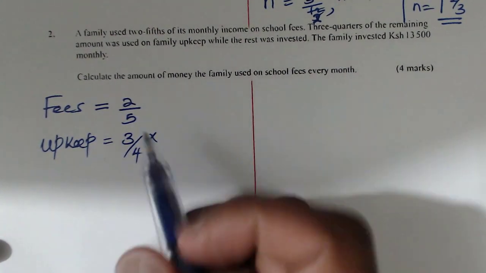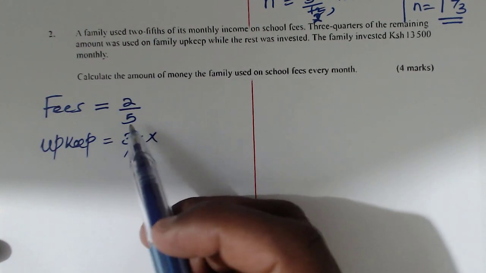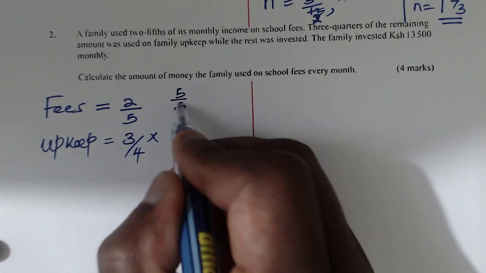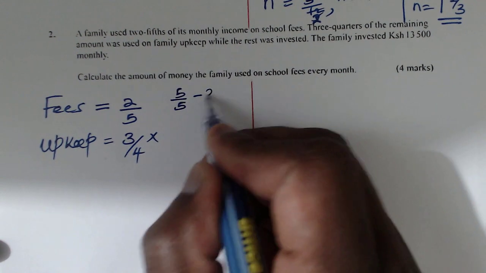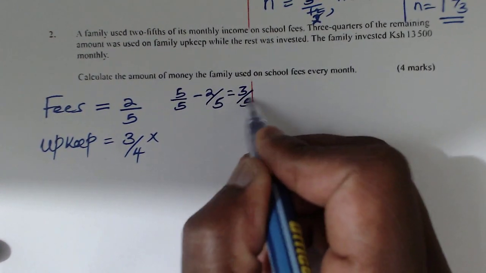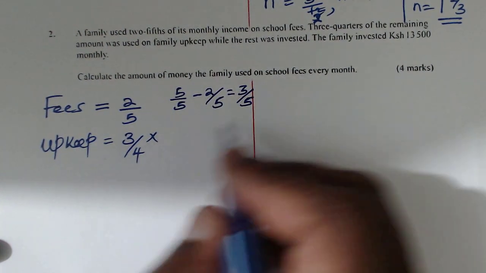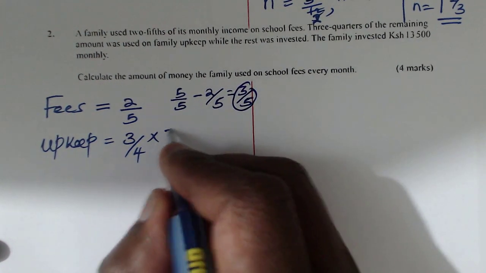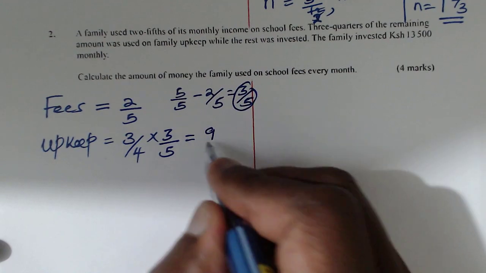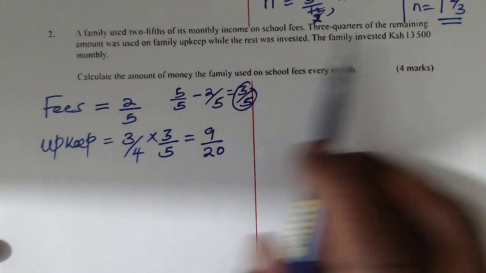What is the remaining? Now to get the remaining, since we have the fees, the fraction for the fees is 2/5. So we assume the whole amount was 5/5. Then subtract the fees 2/5. This one will give us the remaining fraction, which will be 3/5. So upkeep will be 3/4 times 3/5, which will give 9/20. So that is for the upkeep.